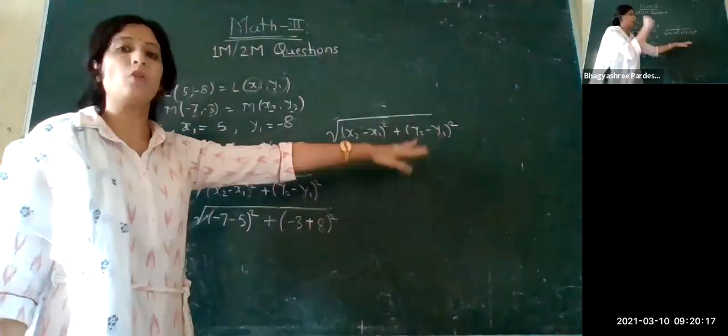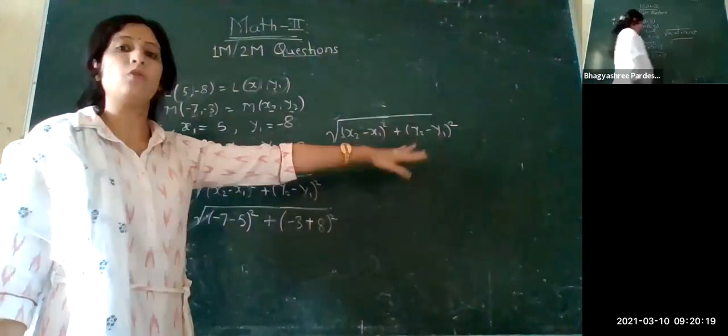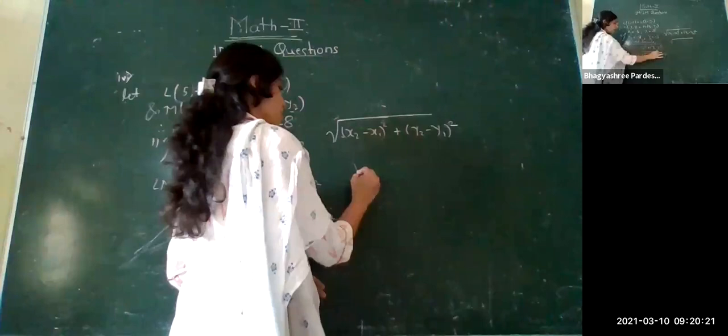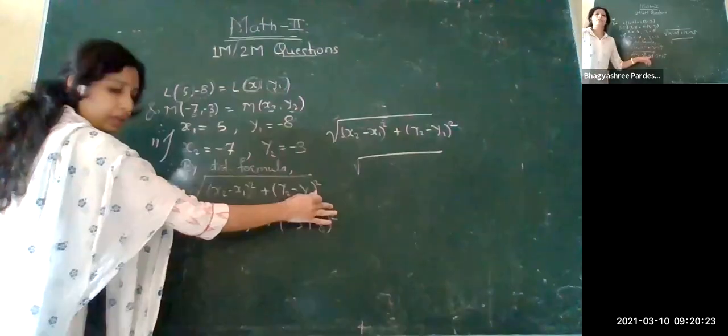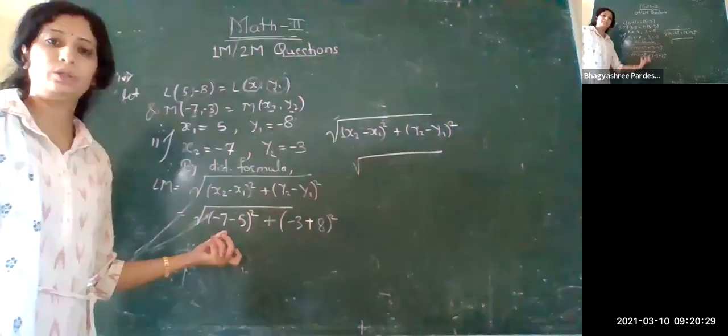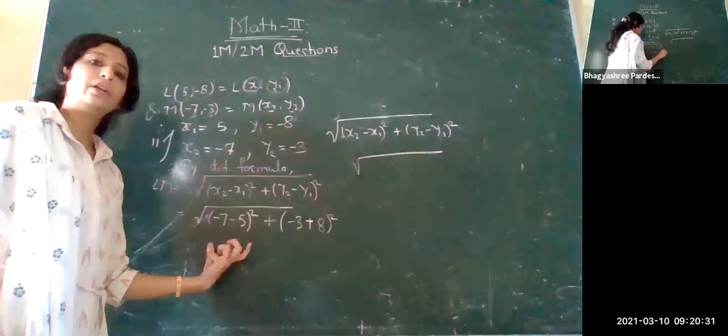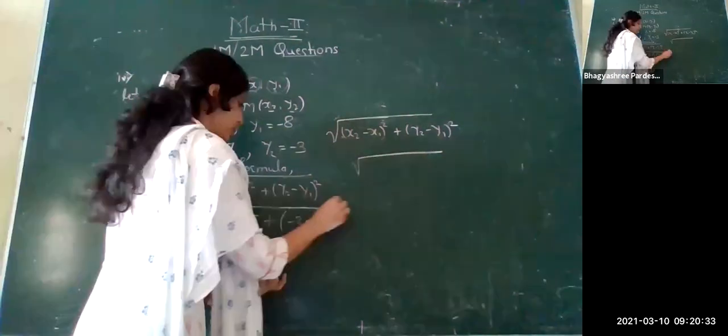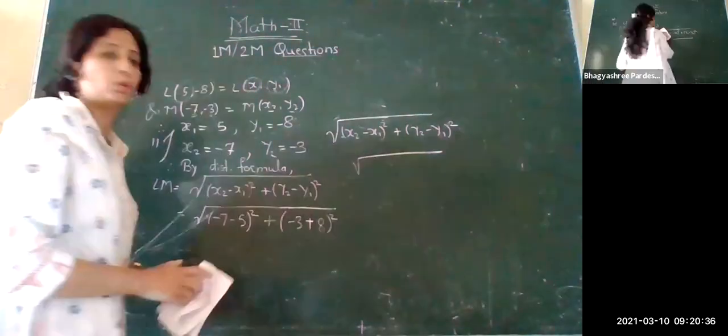Your square root sign must be properly taken, up to the end of the formula. So please do this. The sign of square root should be properly drawn.